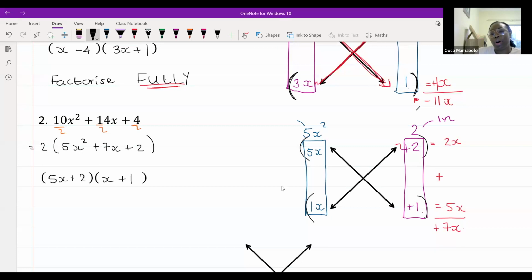Amina says, why do they get positives? Because what we're trying to make is positive 7x. So the only way we get positive 7x is if we've got positive 2x plus positive 5x. So both of them need to be positive. So that one must be positive and that one must be positive. Is that making sense? Yes. The person who's asking me, would there be a situation where you have to use negatives? Yes, because the next example is going to use them.